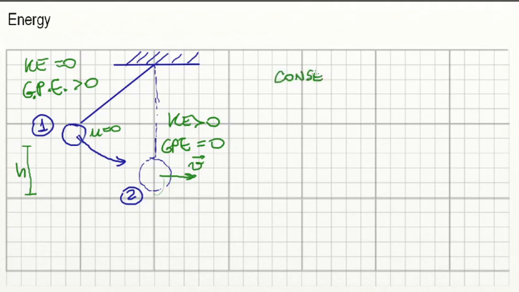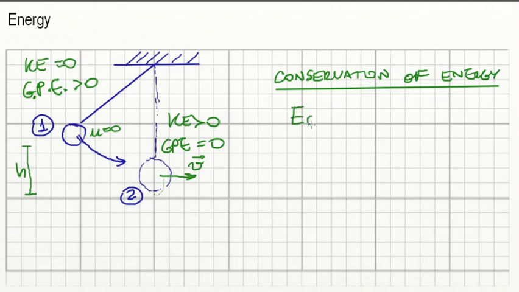Well, let's apply our conservation of energy here. Since we only have gravitational potential energy before and kinetic energy after, we may just say that the gravitational potential energy before is equal to the kinetic energy after. This is point 1, this is point 2. So what is the gravitational potential energy before? mgh. What is the kinetic energy after? mv squared over 2.